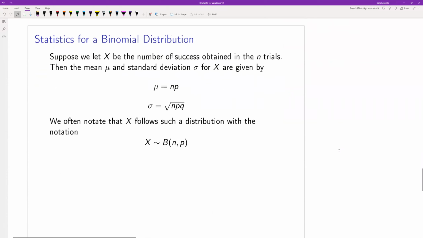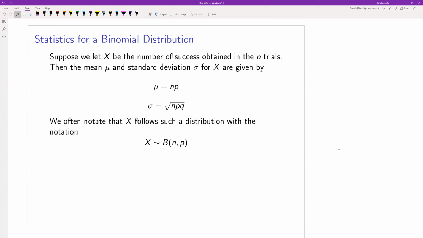There's a couple of statistics that we can calculate, all of which we've seen before. We're going to let this capital X for the moment be the number of successes obtained in n trials. And this is why we define successes and failures, so that we only have to count up one of them. We'll let X count up the number of successes. We can calculate the mean and the standard deviation for X with the following formulas.